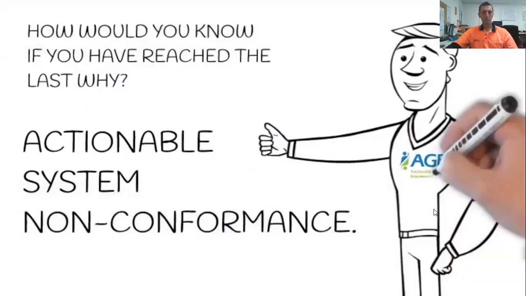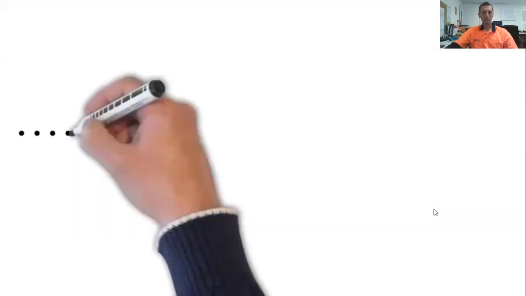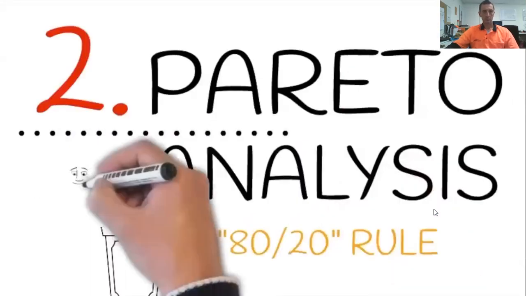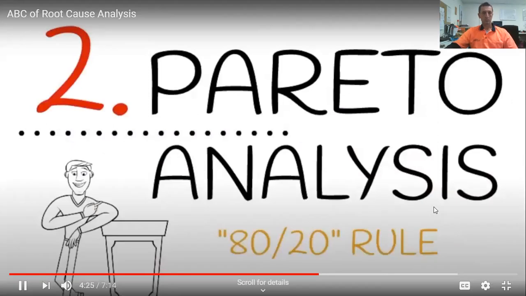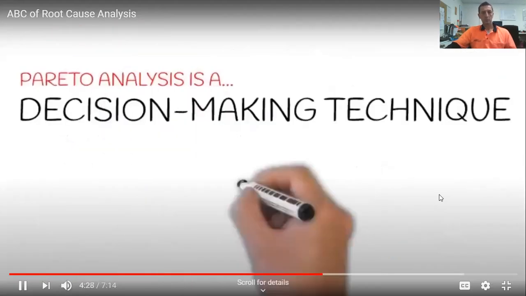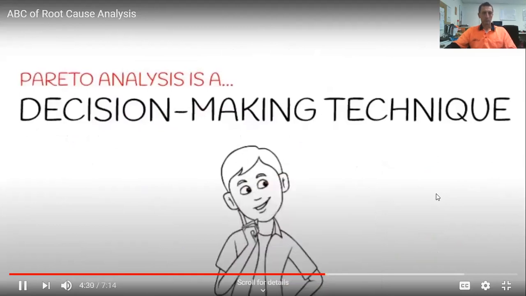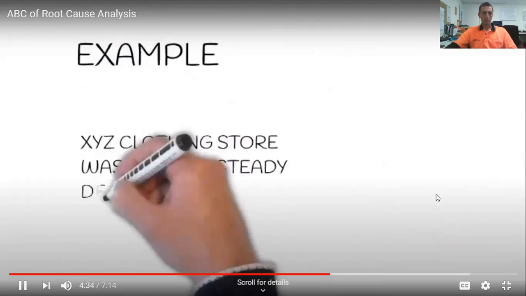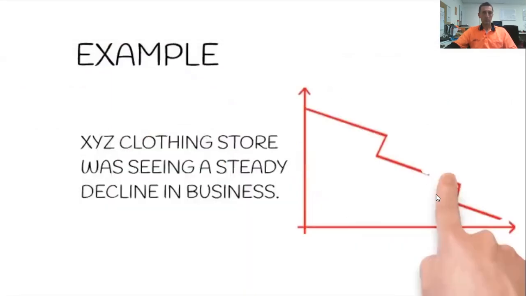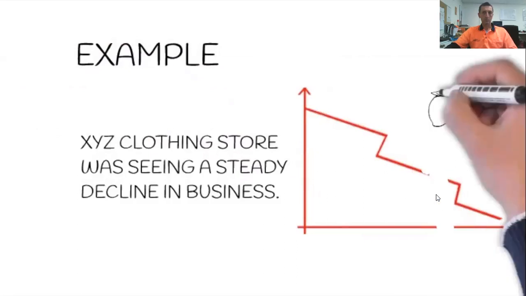Also known as the 80-20 rule, it is a theory maintaining that 80% of the output in a given situation or system is produced by 20% of the input. This is a decision-making technique by ranking various causes of the problem and concentrate on the item with the largest impact. Here's an example. XYZ clothing store was seeing a steady decline in business.